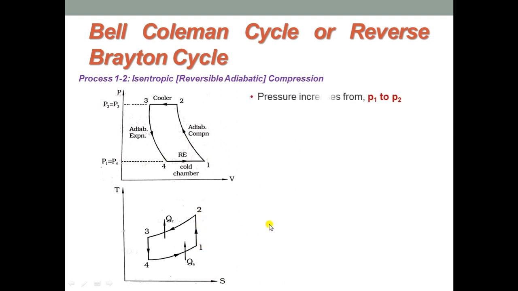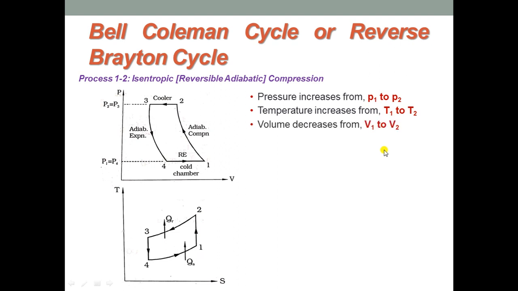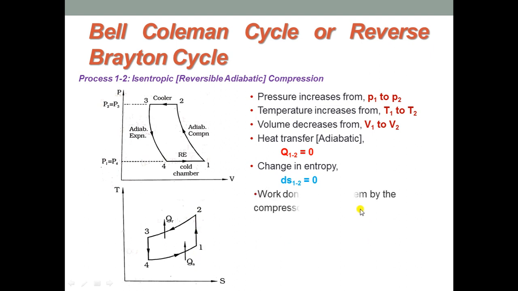The temperature and pressure of the air increase from P1 to P2 and T1 to T2 respectively. Volume also decreases as a result of compression. Heat transfer will be 0 as the process is adiabatic, and the change in entropy you observe in the TS diagram. The change in entropy is also 0 because S1 is equal to S2 for the process.